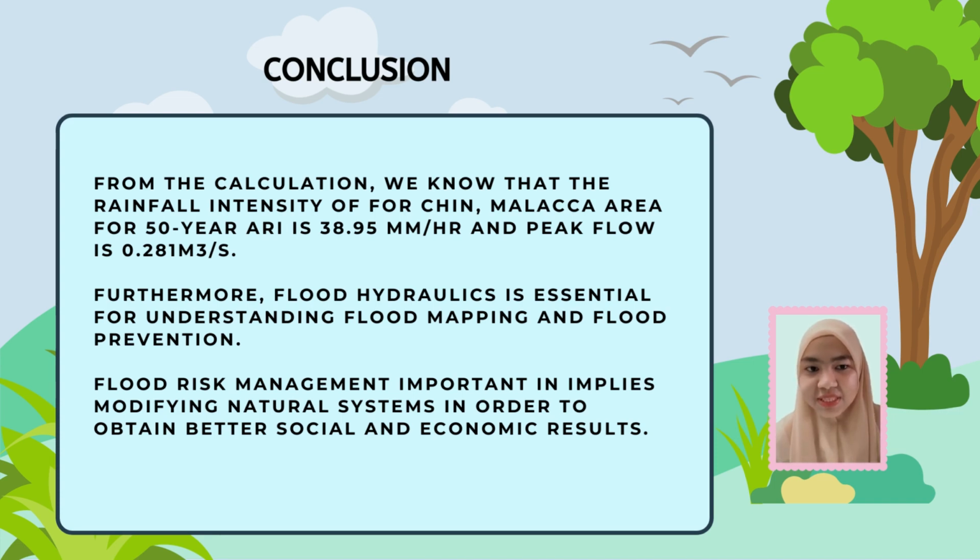From the calculation of the study, we know that the rainfall intensity for the Cincin Melaka area is 38.95 mm per hour and the peak flow is 0.281. The value of discharge in the drainage system must be larger than the surface runoff.